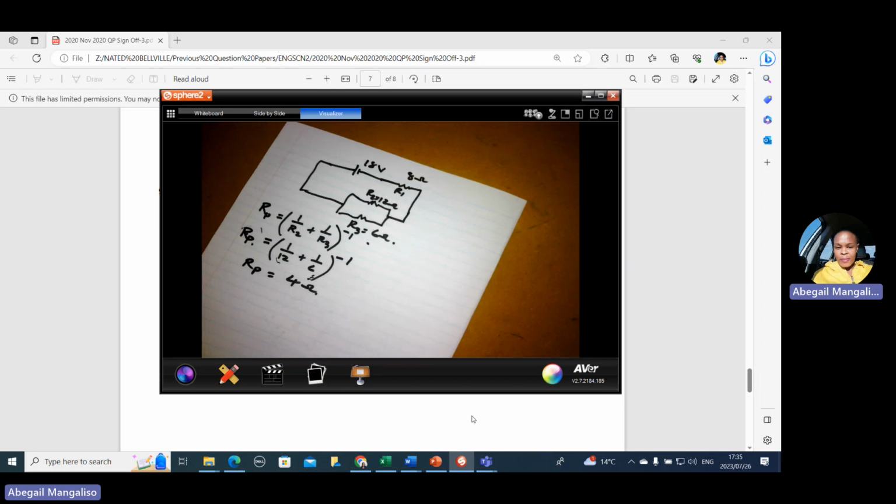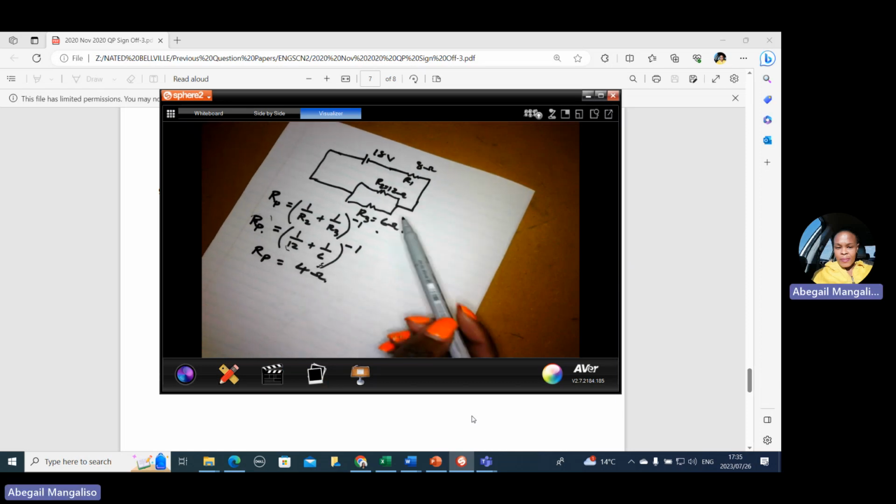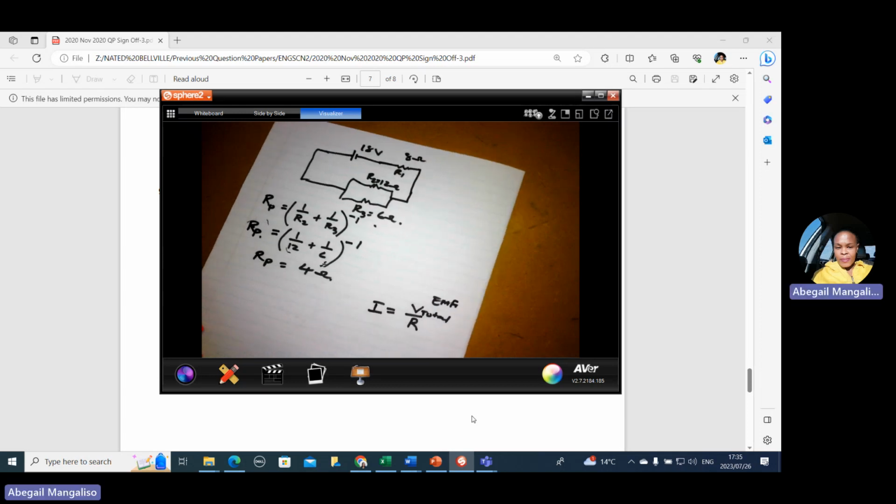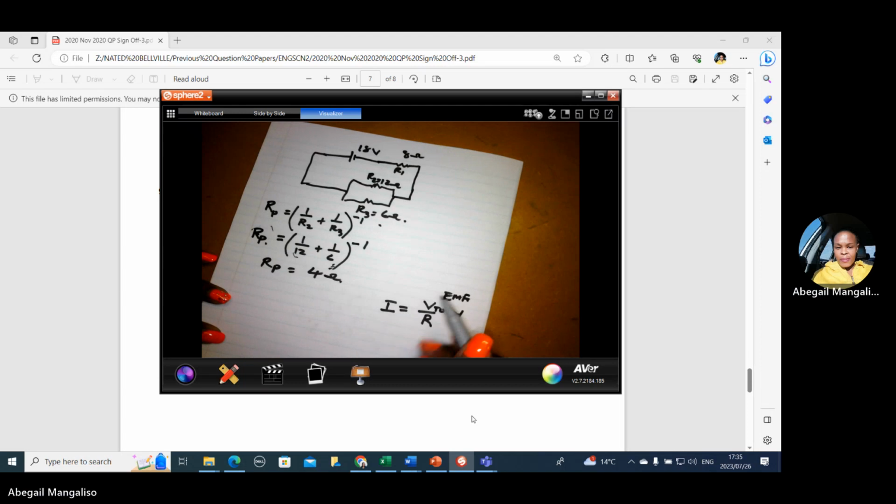Total current flowing through the circuit. So when you calculate the total current, we use Ohm's law. Ohm's law says the current is directly proportional to the voltage and inversely proportional to the resistance. So this is voltage total, or it's called the EMF, that force that causes current to flow between 2 points. And this is the total resistance.